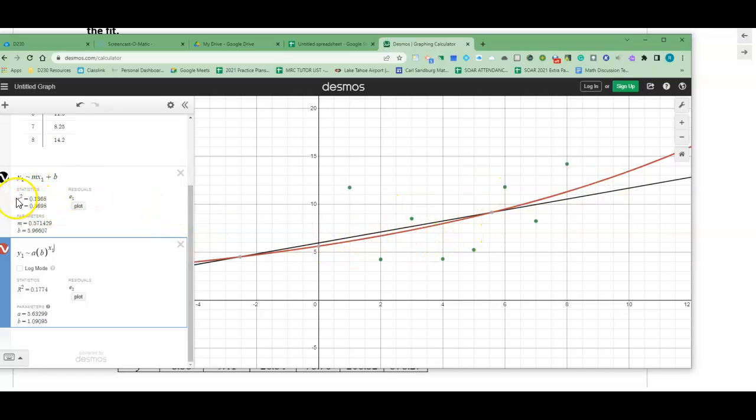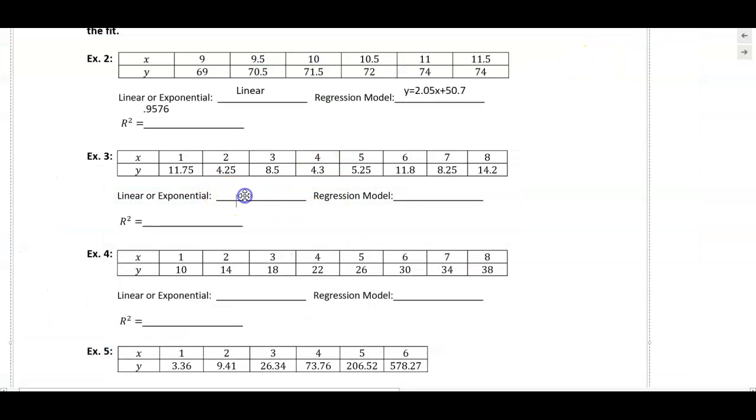But if you wanted to compare the R squared values, this one has an R squared value of 0.1368. This one is 0.1774. What this tells me is if I were to use a model, the exponential model is closer to 1, so I would actually use the exponential model. But really, neither of these are really good. So for this, I'm just going to say neither.